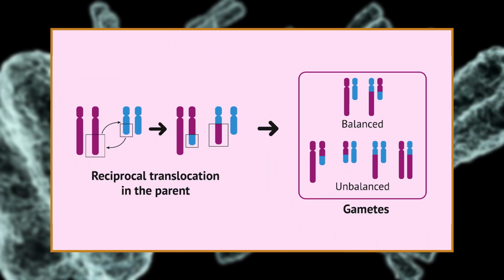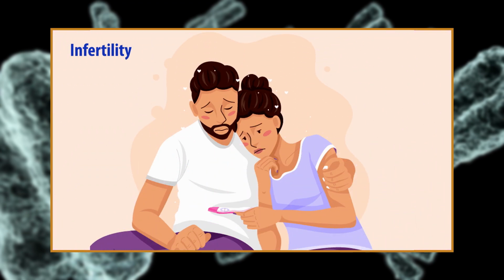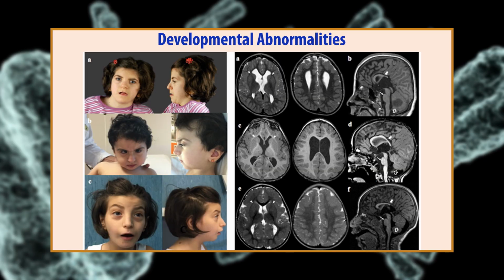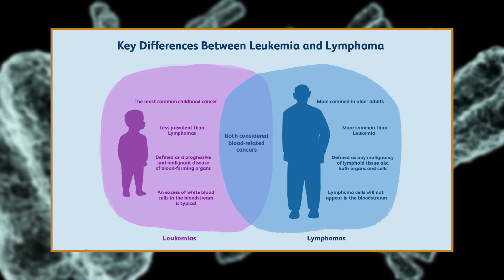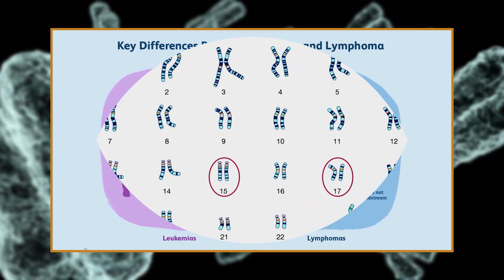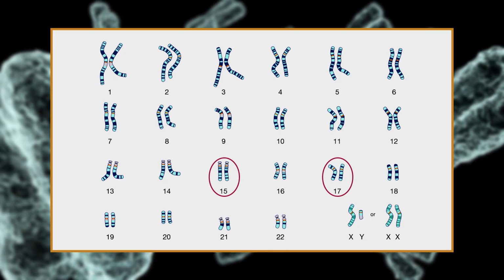Though balanced, translocations may not cause immediate problems, they can lead to unbalanced gametes, resulting in genetic disorders like infertility, miscarriage, or developmental abnormalities in offspring. Some forms of leukemia and lymphoma are also caused by translocations. We see that between chromosome 15 and 17 in acute promyelocytic leukemia.